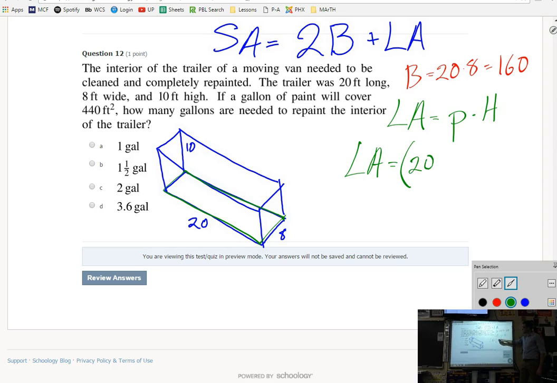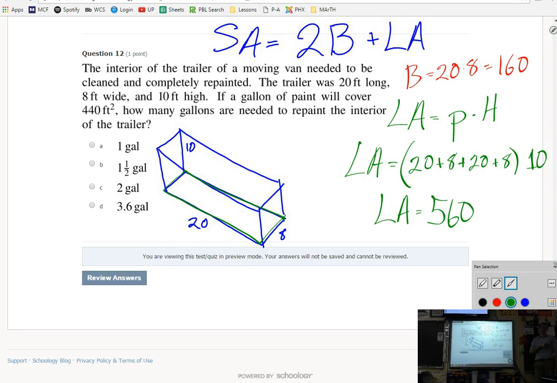So that perimeter is the 20 plus the 8 plus the 20 again plus the 8 again. That's all 4 rectangles. I have one that's 20, one that's 8, one that's 20, one that's 8, and they all share the same height. How tall are they? 10 feet, right? That's how tall the trailer is. 20, 40, 56 times 10. Anything times 10 just moves decimals. So this becomes a lateral area of 560.